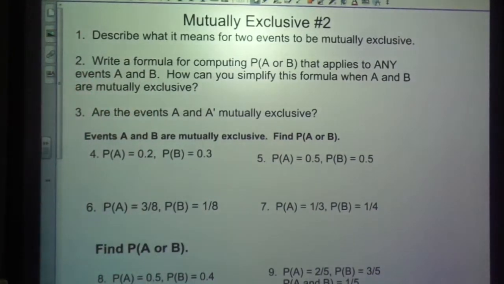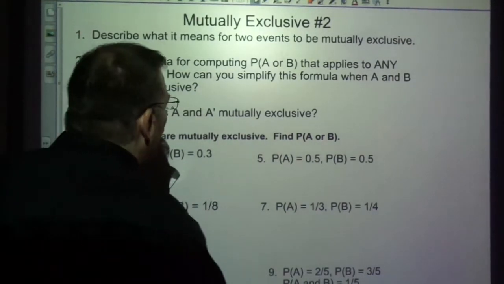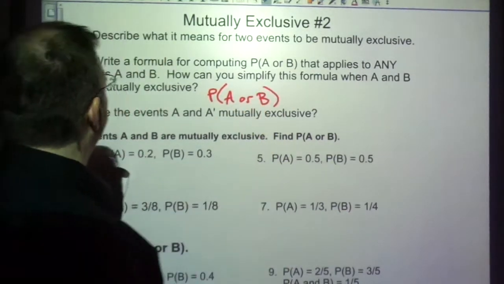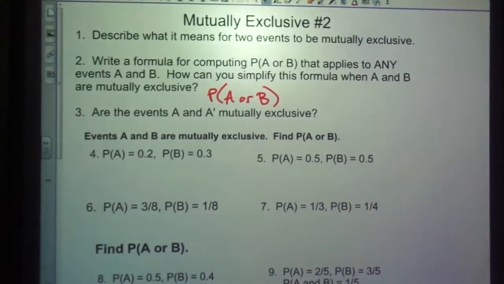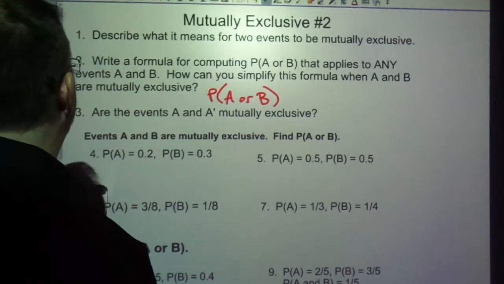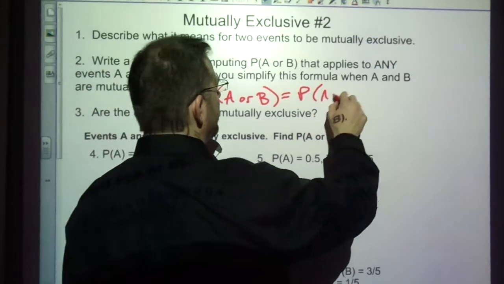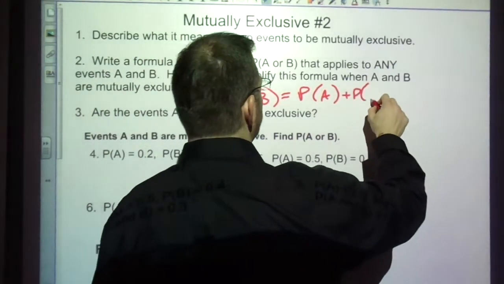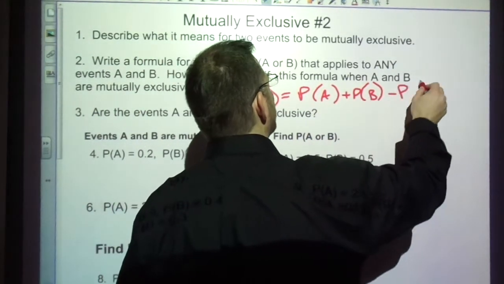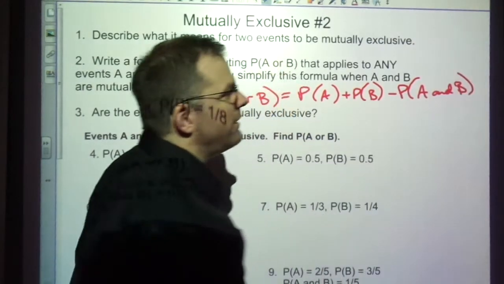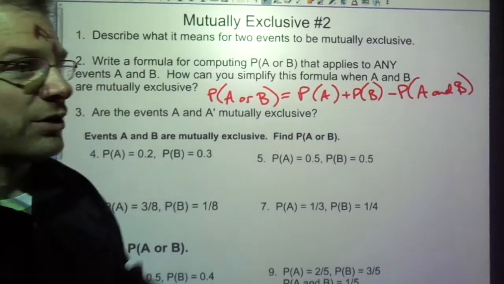Number 2, a formula for computing probability of A or B that applies to any events A and B. How can you simplify when A and B are mutually exclusive? Well, it's always going to work to take probability of A plus probability of B and then subtract the overlap. If they're not mutually exclusive, this will work just fine.